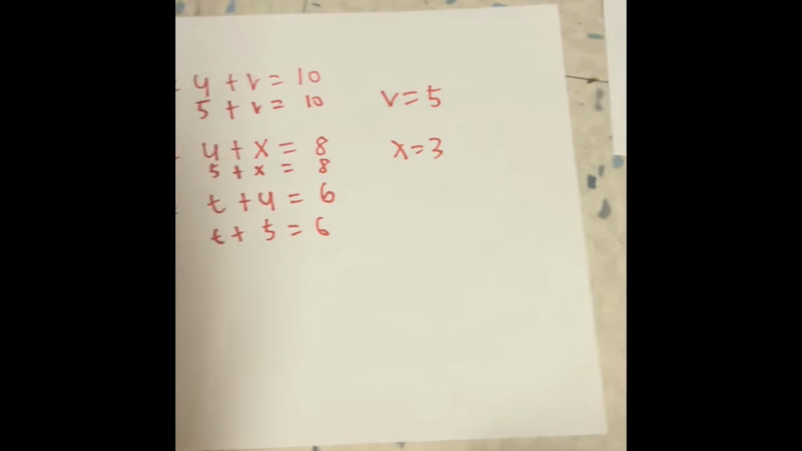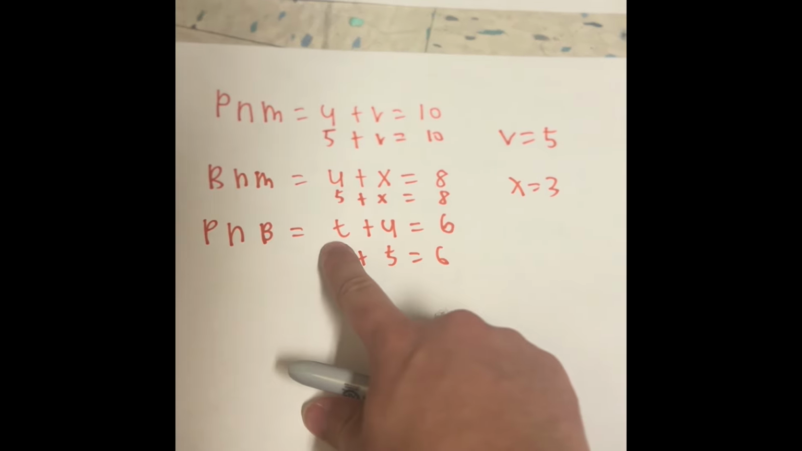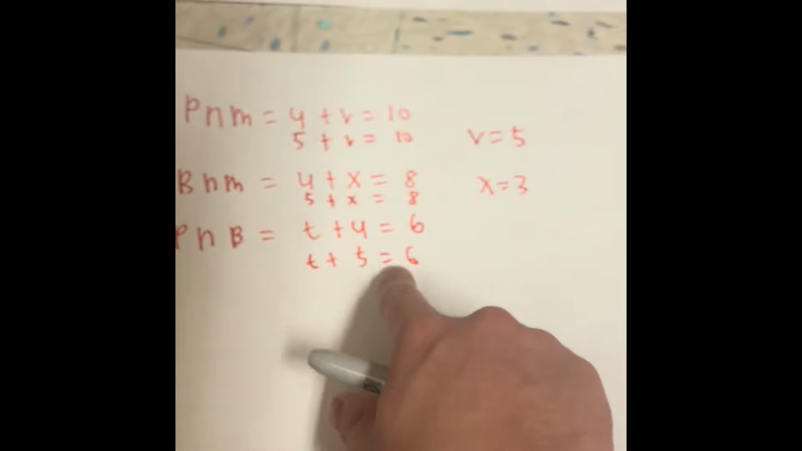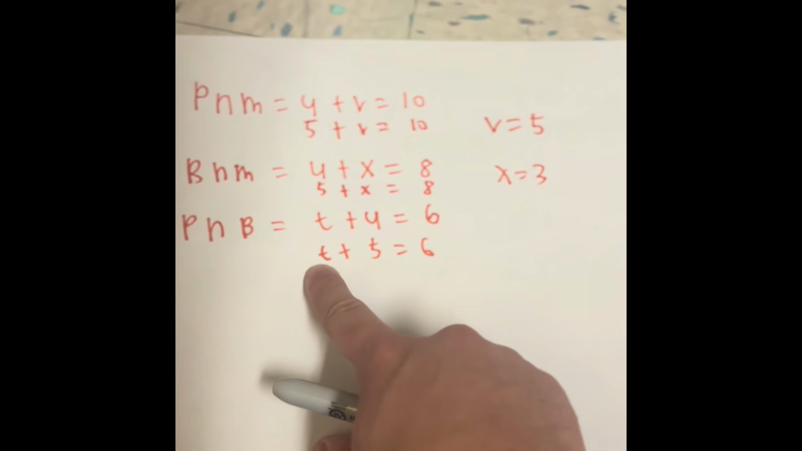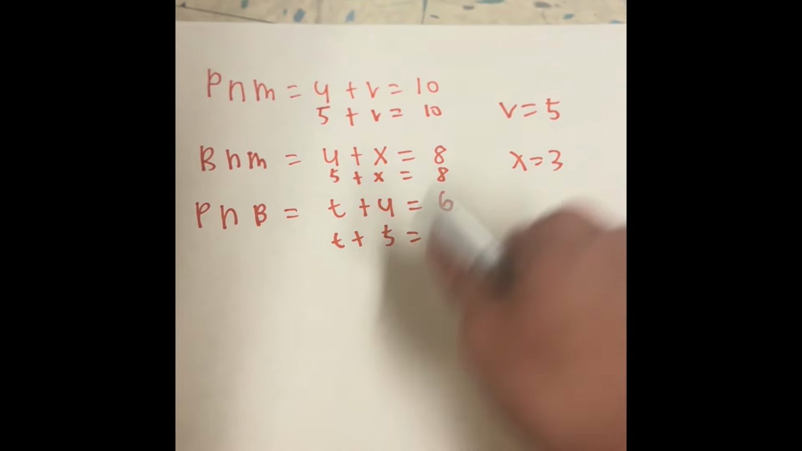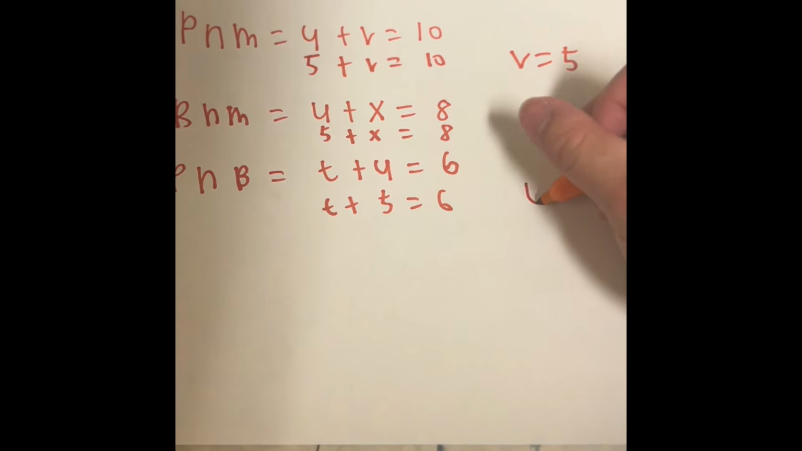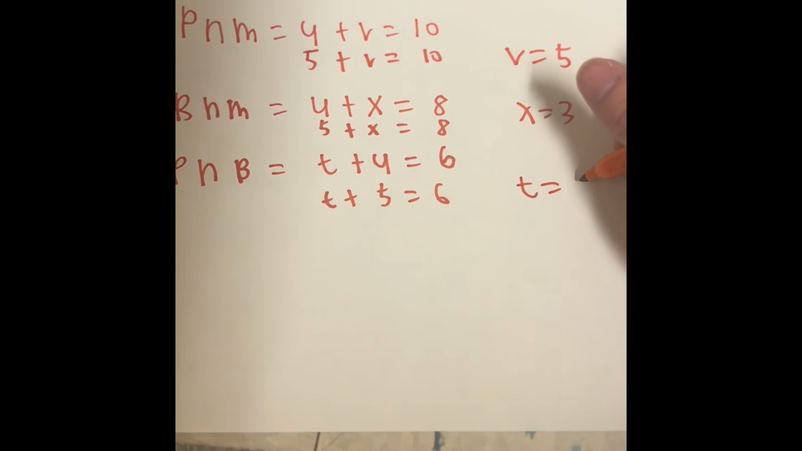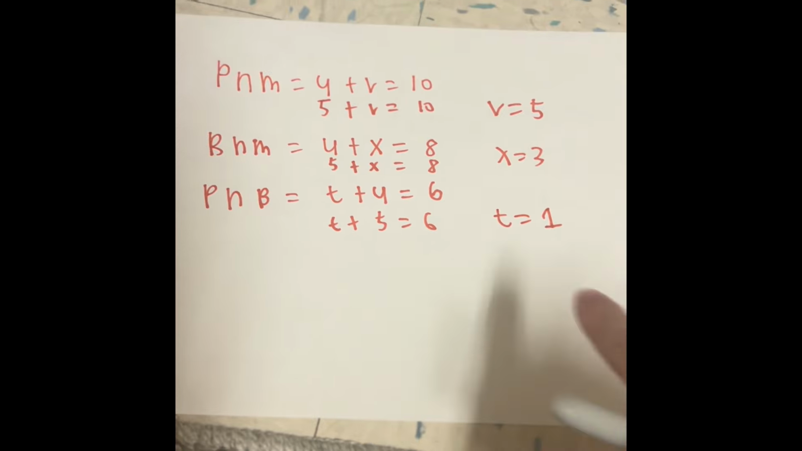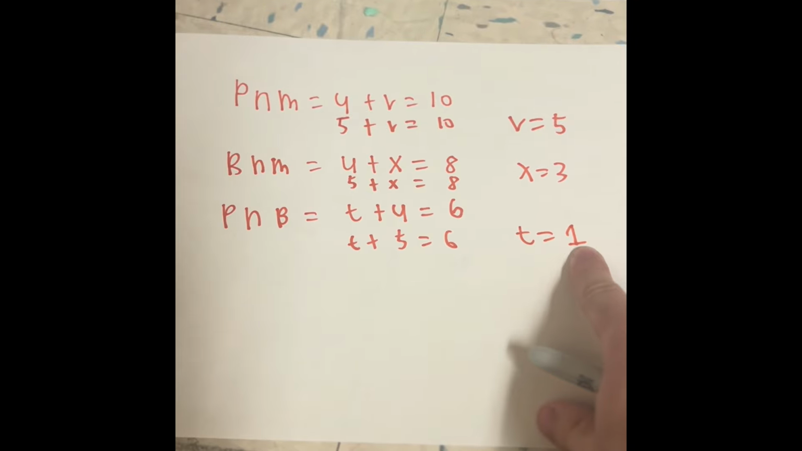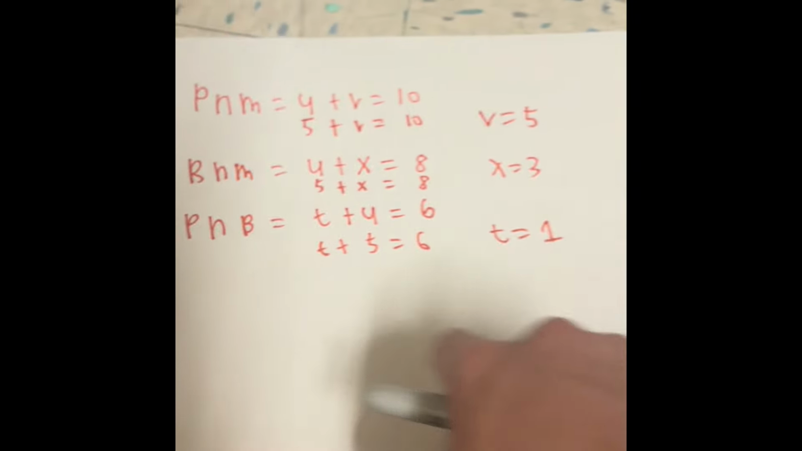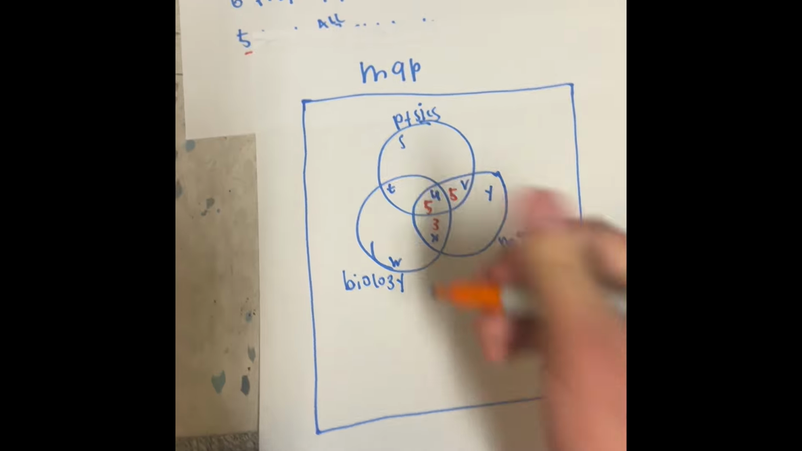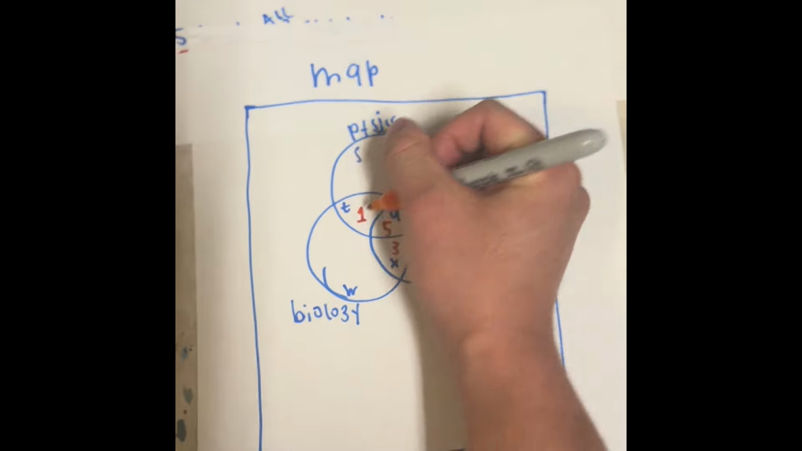If we take a look at the last part, t plus 5 equals 6. What is t? 1 plus 5 equals 6. So our letter t is going to be equal to 1. There's only one person in the entire group who only took physics and biology. So t on the Venn diagram, we only put the number 1.